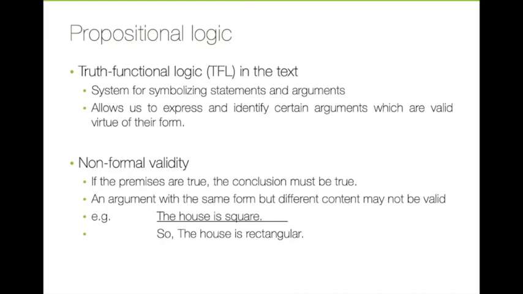Note that the system we're going to look at is also commonly called propositional logic, and I think this might be a clearer name for now. It's called that because the most basic units of the logic are symbols for statements or propositions. And if you look at the text, there is some discussion in our first reading of the relation between statements and propositions. The aim of truth functional logic is to give us a system for symbolizing statements and arguments, and that allows us to express and identify certain arguments which are valid in virtue of their form.